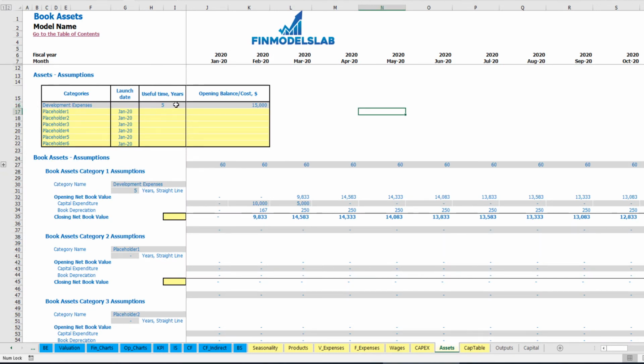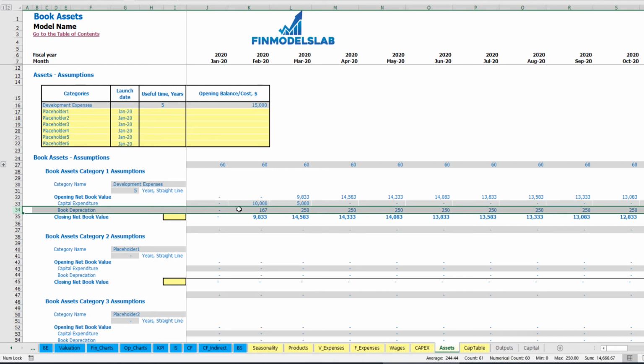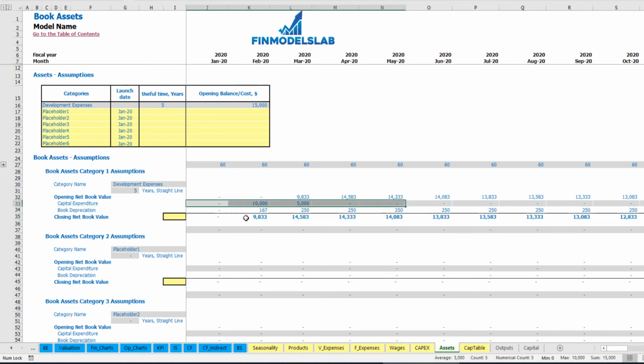By default it has a useful life of 5 years for the calculation of depreciation. You may find the calculation of depreciation for development expenses in here. Here you may also find capital expenditure and closing net book value.